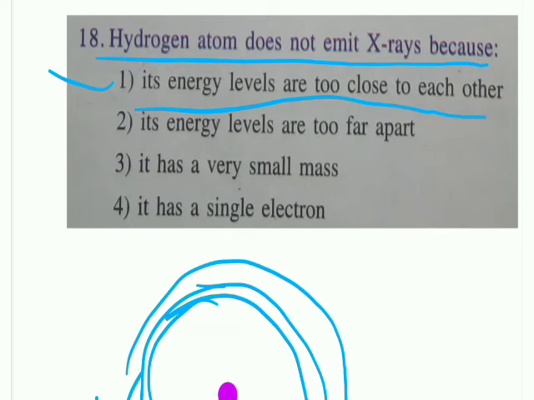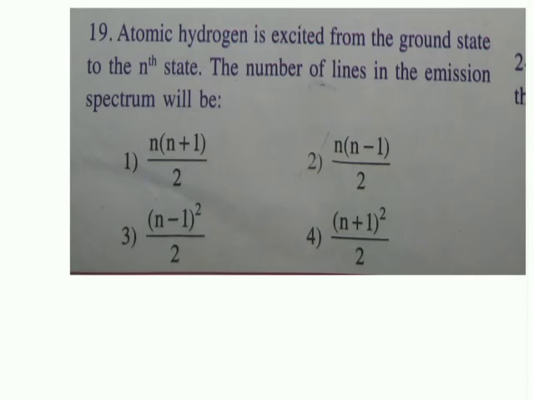Its energy levels are too far apart. No, higher electrons having energy levels too far apart is not it. It has a very small mass, this is also not right. It has a single electron, and also a single electron and single proton. So our answer is the first one: its energy levels are too close to each other.